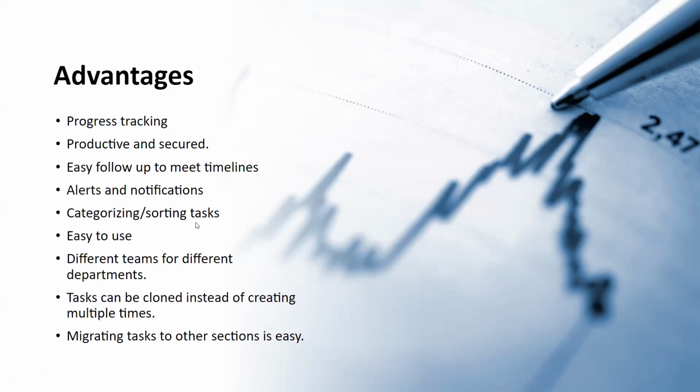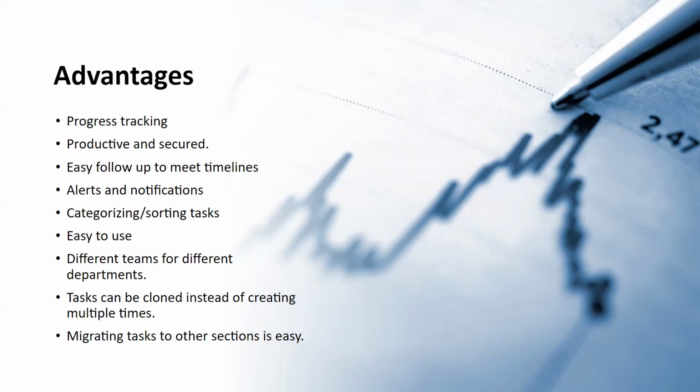So we can have alerts and notifications on our tasks, on when tasks are created. We can also assign the deadlines. We can sort and categorize our tasks. It is easy to use. We have different teams for different departments. Like in the case of an organization, we have different departments like marketing, development. So we can have different teams and we can manage their tasks differently. A task can be cloned multiple times instead of creating it every time. We can also migrate tasks from one sprint to another sprint or one team to another team.